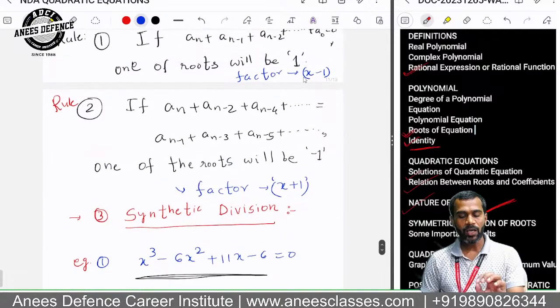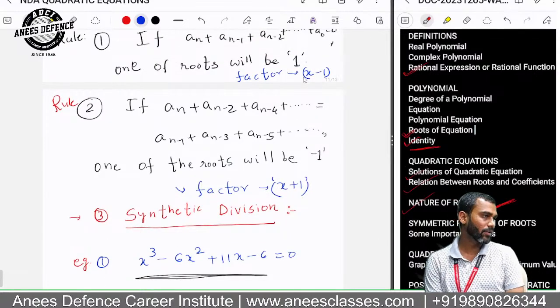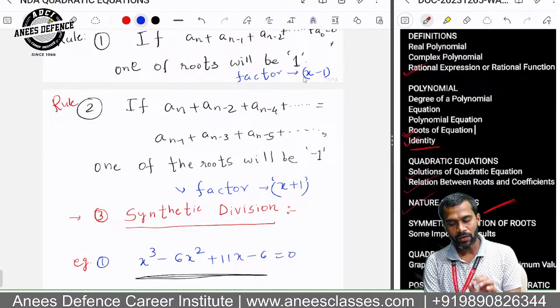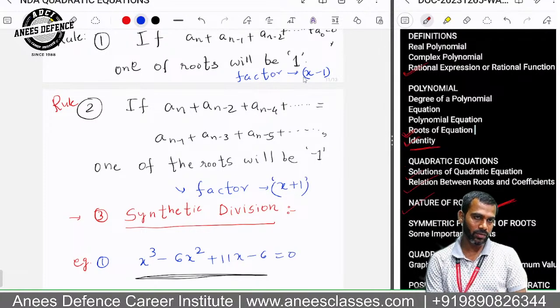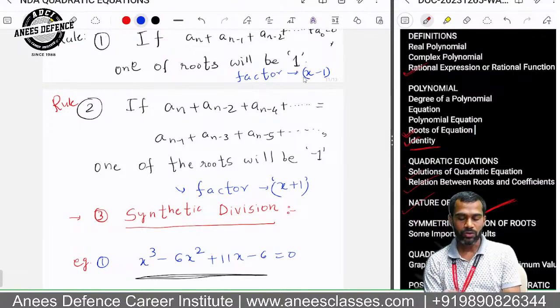Let me tell you the purpose of using synthetic division. There are two reasons. The first one: it can be used to check whether a given number is the root of the given equation or not. You may say, sir, we can directly put the number in and check. Yes or no? But it may take a lot of time. So this method tells you whether the given number is the root of the given equation or not.